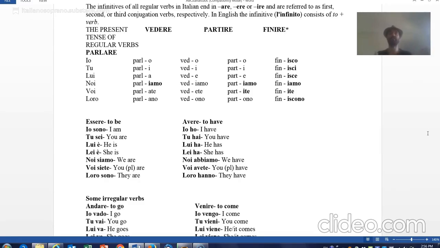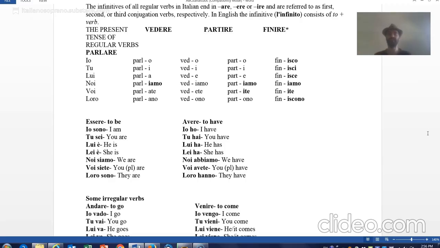So the steps for all of these, no matter their ending: look, identify the last 3 letters of the verb, the basic form of the verb, in this case are, A-R-E, and get rid of them. Then you put the proper ending. For io it will be o, for tu it will be i, for lui it will be a, etc. Okay? So 2 steps: identify the verb, then get rid of these last 3 letters, and then 3, the last part, you put the ending.